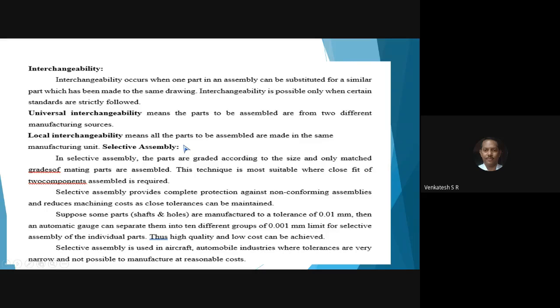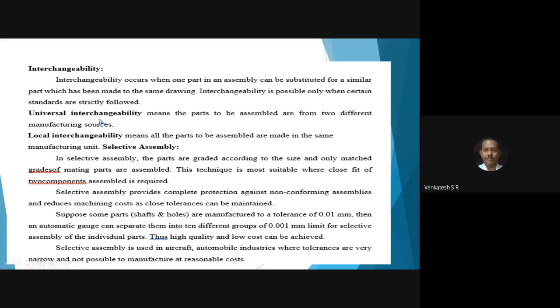Say you have 100 components, and you can match a component with another component, then it is called selective assembly. A good example is, if you have 100 castings with a 20 diameter hole and you have 200 millimeter length, 20 diameter shafts, you can place any one shaft in any one casting. That is called selective assembly.